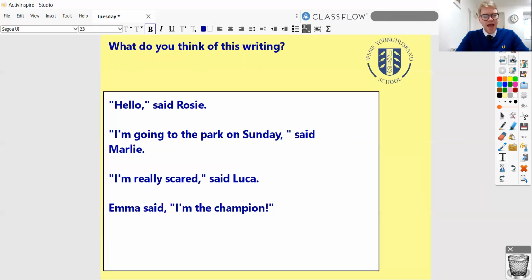So have a little look at this writing then. See what you make of this. We've got 4 sentences here. What do you think of the writing? Let me read it out. "Hello," said Rosie. "I'm going to the park on Sunday," said Marley. "I'm really scared," said Luca. Emma said, "I'm the champion."